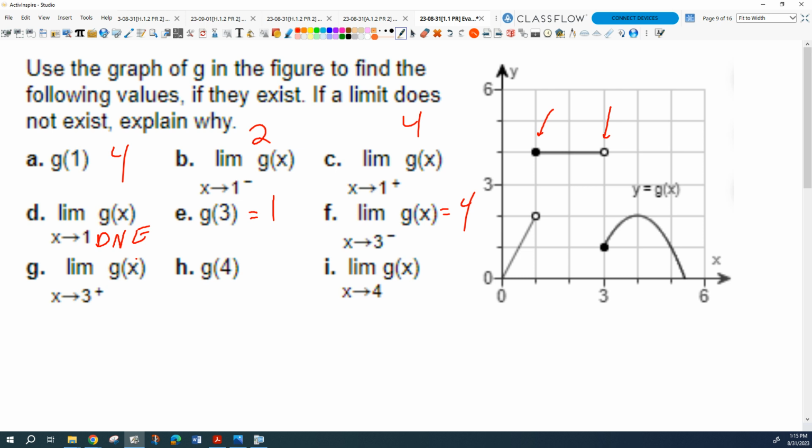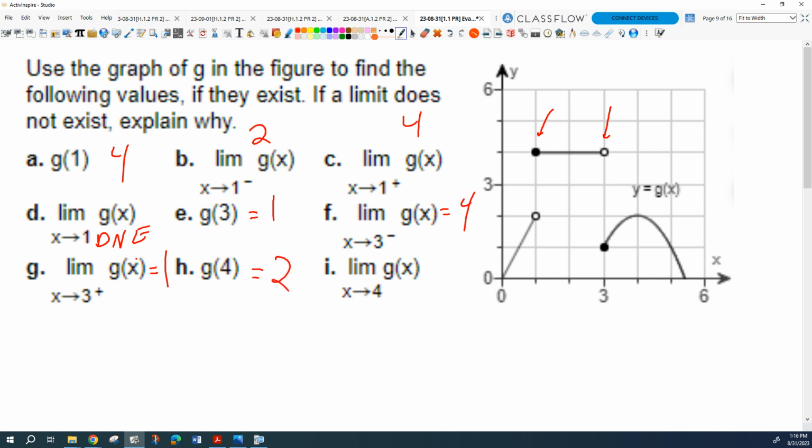As x approaches 3 from the right. Good, 1. So the two-sided limit wouldn't exist, right? Okay, how about G of 4? 2.